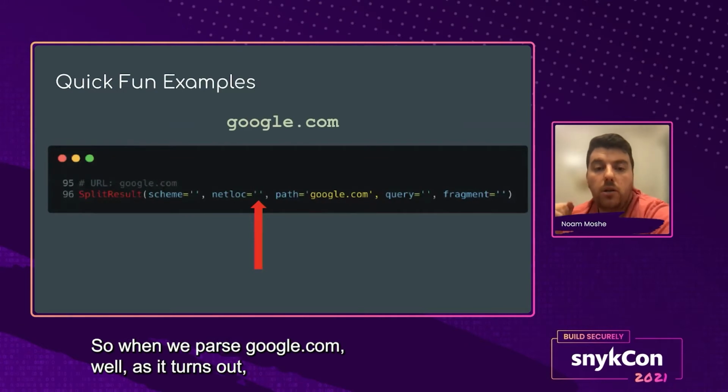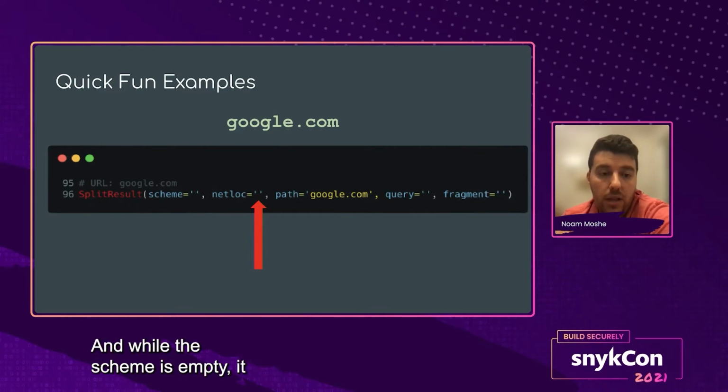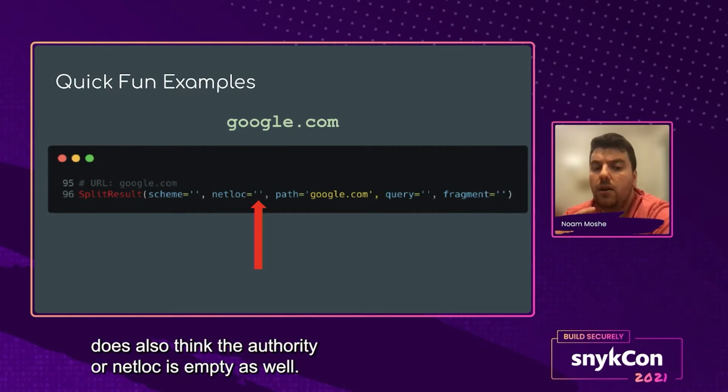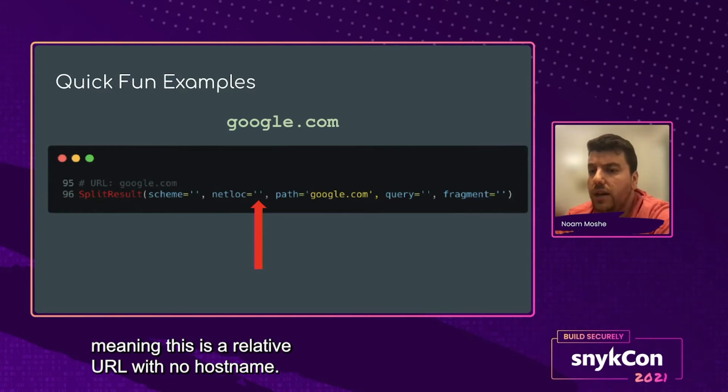So when we parse google.com, as it turns out, urlsplit gets confused. And while the scheme is empty, it also thinks the authority, or netloc, is empty as well. Instead, it thinks google.com is the path, meaning this is a relative URL with no host name.